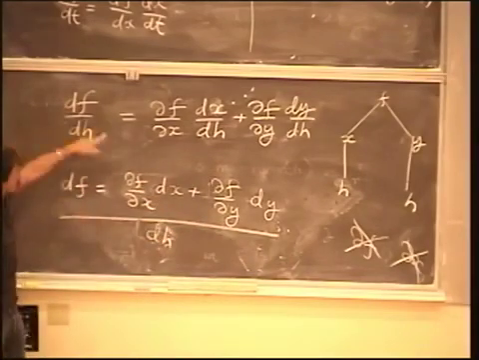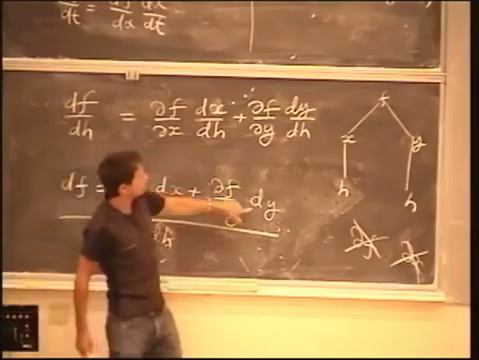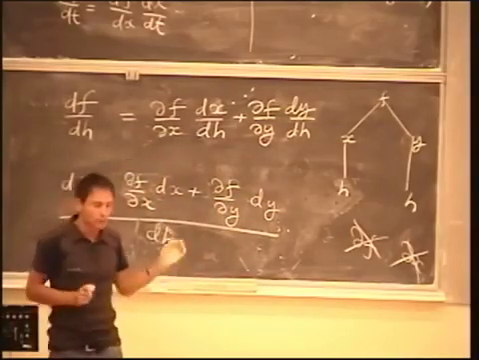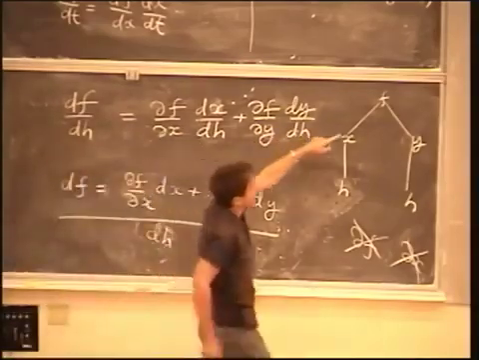When I divide on the left-hand side, I get this expression. When I divide on the right-hand side, I replace dx by dx/dh. I replace dy by dy/dh. That's the formula I get. Okay? So that's the formula for the derivative when you have this chain of functions.